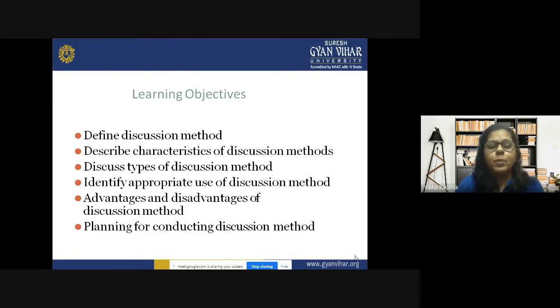Advantages and disadvantages of the discussion method. What are the merits and demerits of the discussion method? Planning for conducting the discussion method. What planning should be done if you are going to organize or conduct a discussion method?